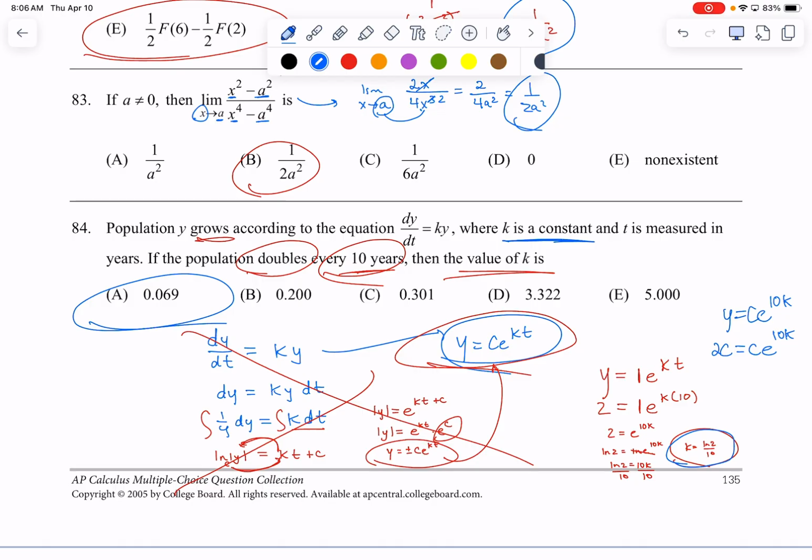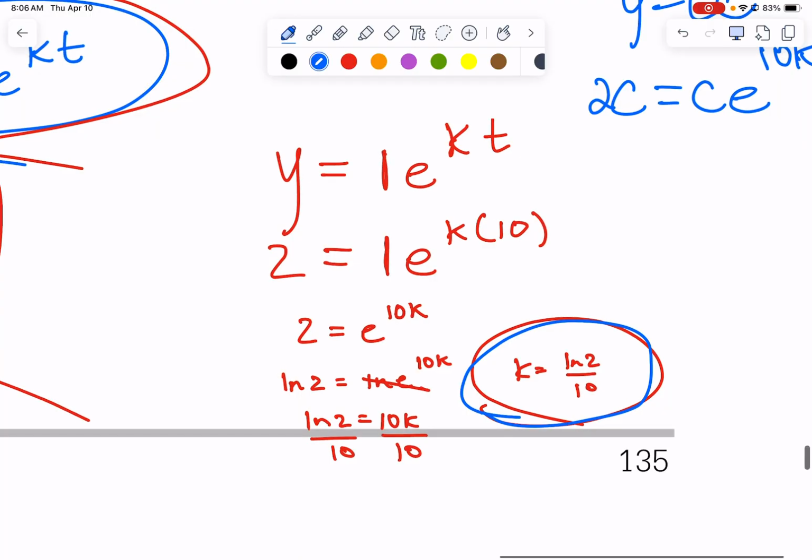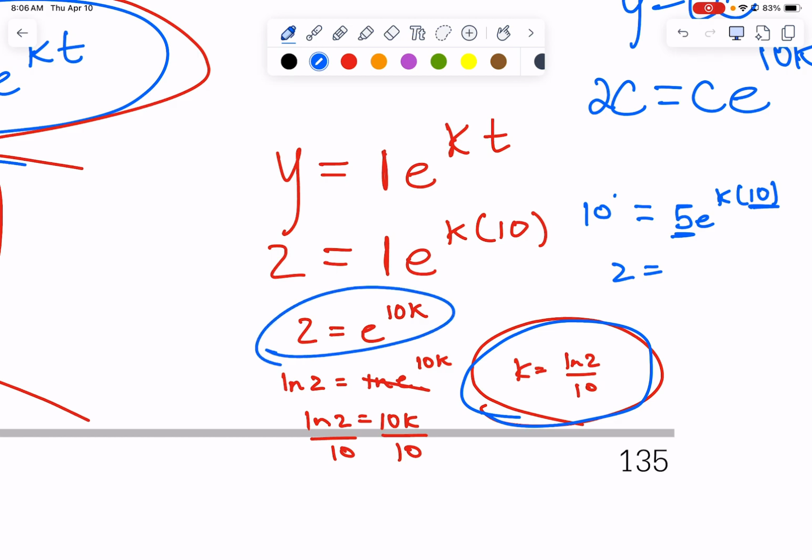Would it work with any number? It would work with any number. If you pick 5, then it'd be 10. And if you pick 6, it'd be 12 in 10 years. You can pick any number you want. So let's start with 5 people: 5 e to the KT. So K times 10, in 10 years it's going to double, so then it equals 10. Well, then you divide by 5 first, so you're going to get 2 anyway. You still get this.